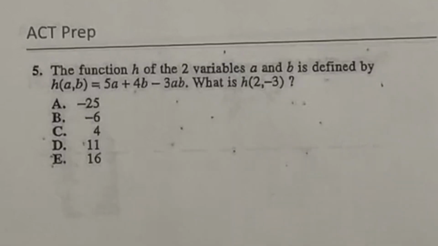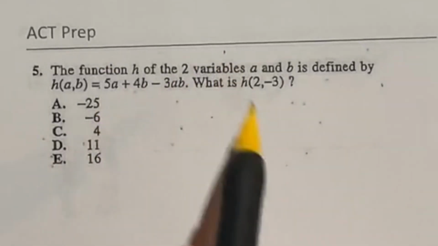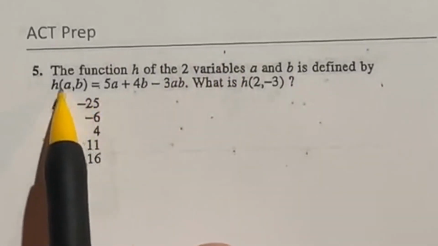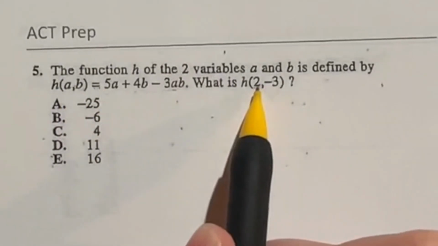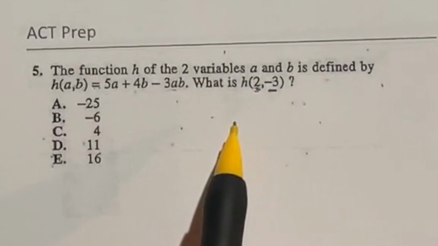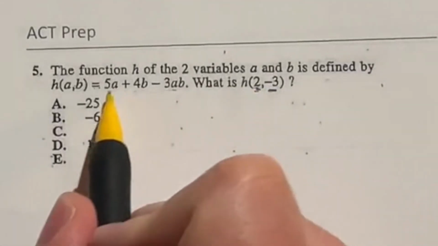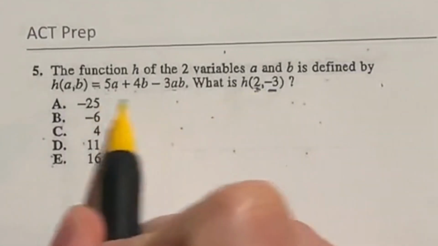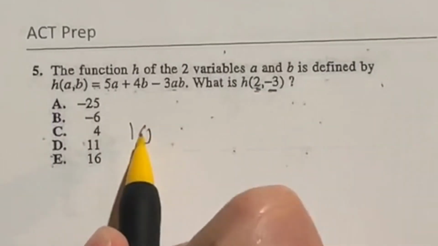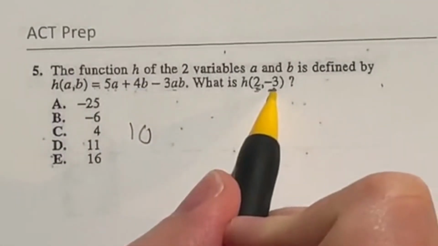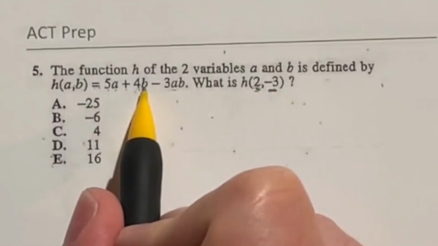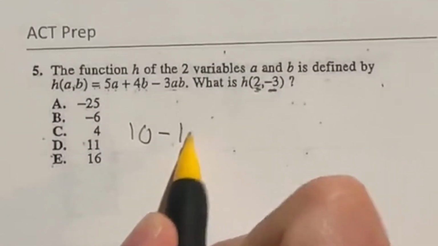So this is just a tricky way of saying that we need to do a plug and chug here. It's going to tell us that h of a, b is really just equal to this equation right here, and then it gives us an a and a b to plug in. So let's go ahead and plug those in. We have 5 times 2, which is going to end up giving us 10. Then we have plus 4b. Well, in this case, b is negative 3, so 4 times negative 3 is going to give me negative 12.